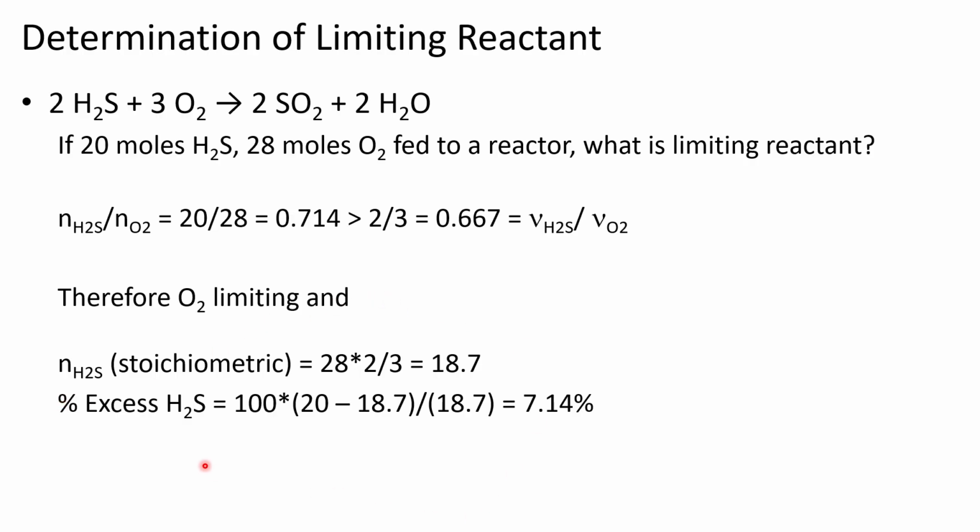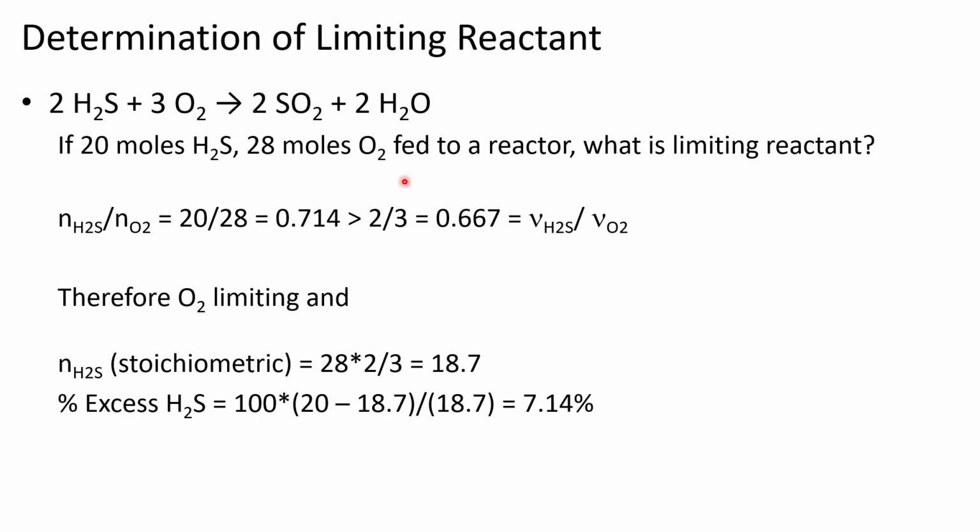Let's use what we just learned to determine the limiting reactant for the same reaction that we've been examining thus far, in which hydrogen sulfide and oxygen react to produce sulfur dioxide and water. For this case, let's assume that we have 20 moles of hydrogen sulfide and 28 moles of oxygen fed to the reactor. Which is the limiting reactant now?